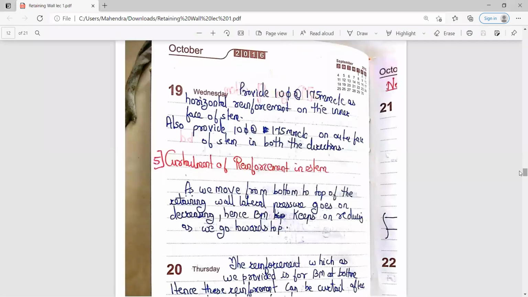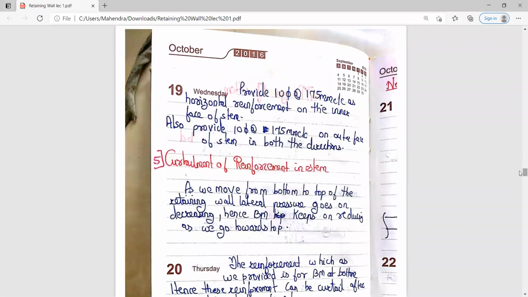So you have to provide 10 phi at the rate of 175 mm center to center as a horizontal reinforcement on the inner face of the stem. And also you have to provide the same reinforcement, 10 phi at the rate of 175 mm center to center, on the outer face of the stem for both the directions. So for the stem, you had done all the calculations for the inner and the outer face. So just make a note of that. Then we will proceed to step number 5, that is the curtailment of the reinforcement in the stem.